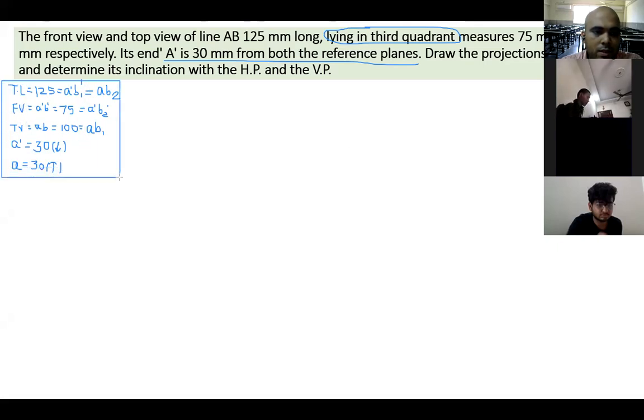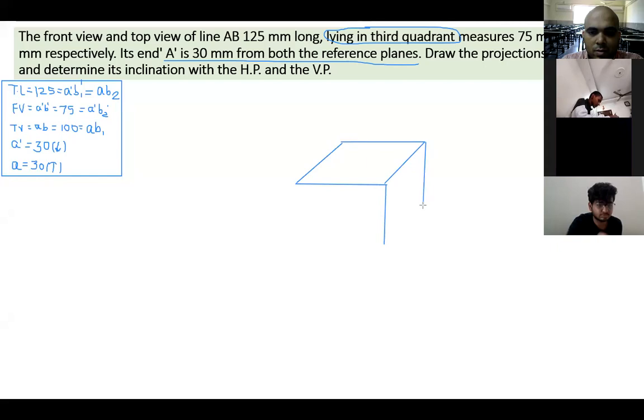So this is the data that we are having, students. Now let me show you why it is being changed. A dash is below and A is down. Why is it so? Let's have a look. When we are talking about the third quadrant, we are talking about this. Yes or no? The observer is standing at this end, and this is the third one. So this becomes your horizontal plane, and this becomes your vertical.